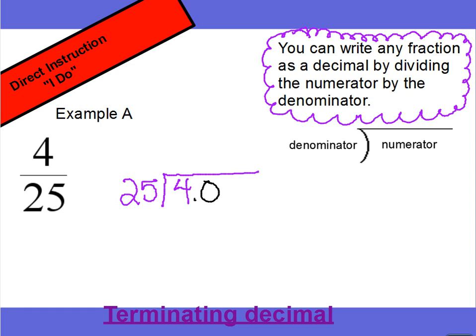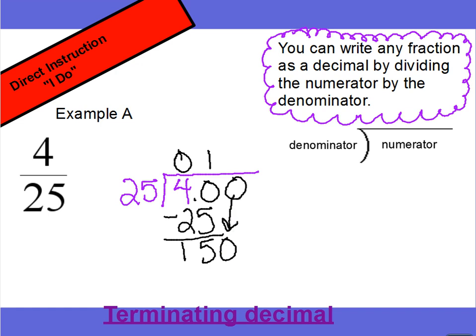So let's see. 25 cannot go into 4, so I put a 0. 25 goes into 40 one time. I subtract and get an answer of 15. 15 is less than 25, so I can go on. Add another 0, bring it down.